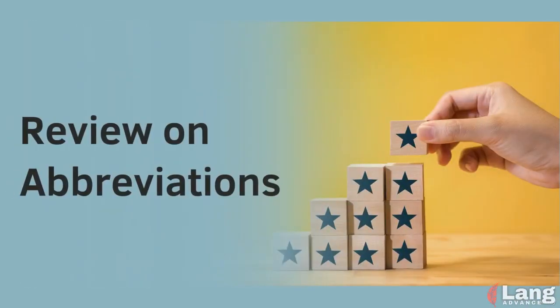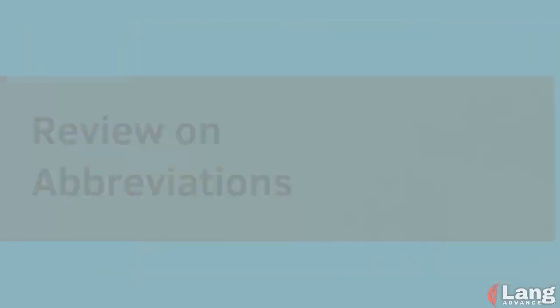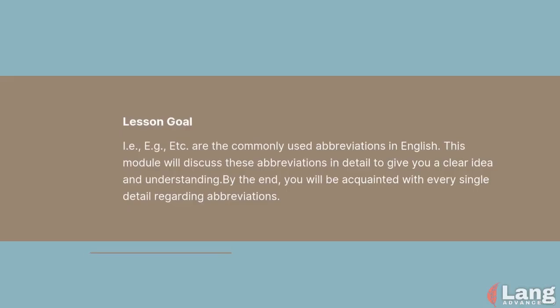A review on abbreviations. Lesson goal. i.e., e.g., etc. are the commonly used abbreviations in English. This module will discuss these abbreviations in detail to give you a clear idea and understanding. By the end, you will be acquainted with every single detail regarding abbreviations.